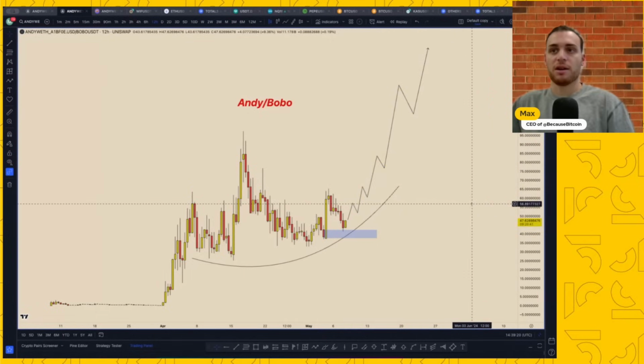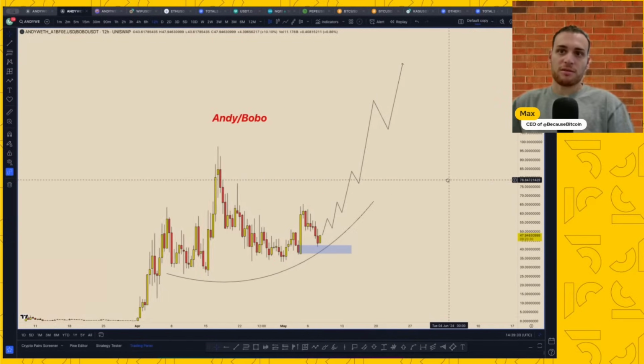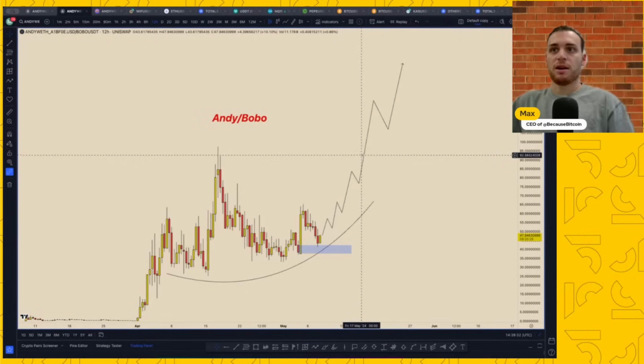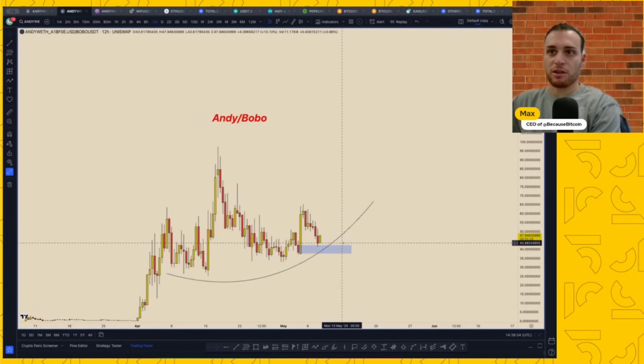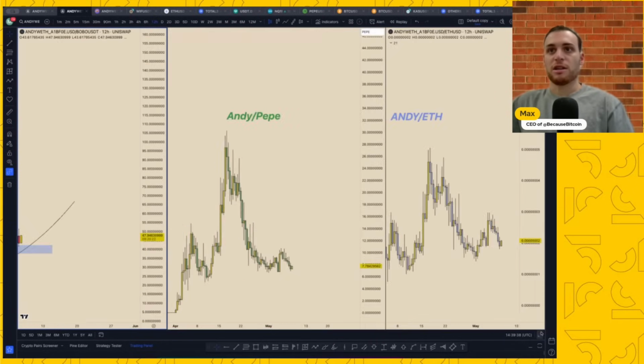It's younger. It should be beta to not only BOBO, but Andy should be beta to Pepe, and Andy should be beta to ETH. It should be beta to Doge. That's what it should be. So anyways, here we are. I like it right now. I think it looks constructive. Again, curling up, holding lows. I think it looks good. Let's move on to the next one.